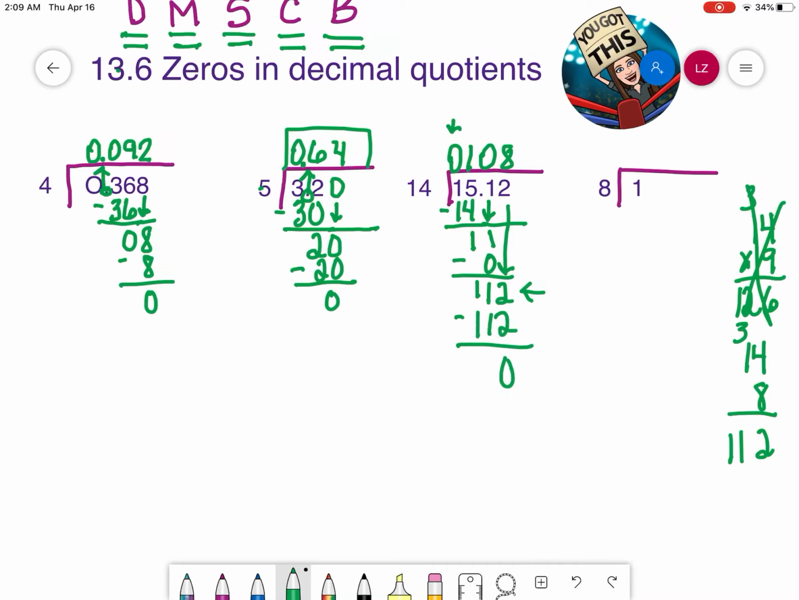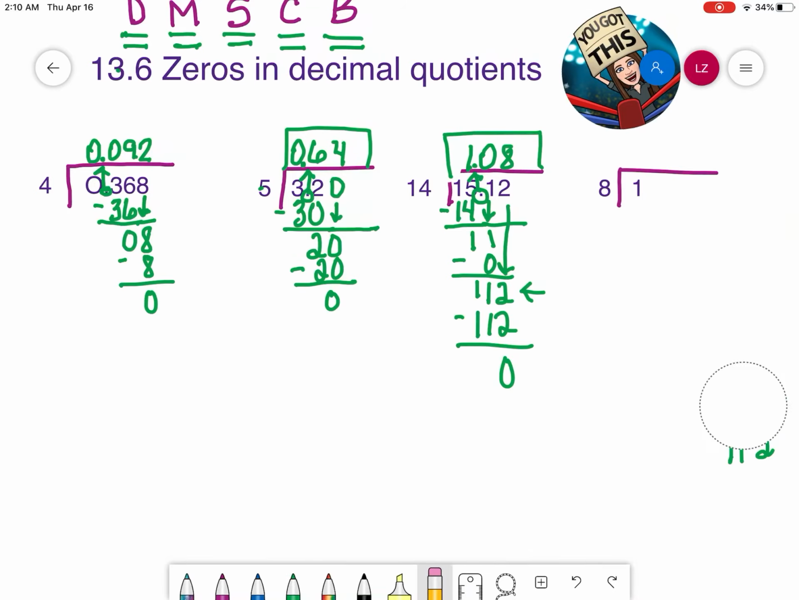We subtract and we get a remainder of 0. There's nothing left to bring down. All that's left to do is to take this decimal and move it straight up. All right. And we know that we don't really need this first 0. It's not holding a place. It has no value. So we could get rid of that and just say our answer is going to be 1.8.